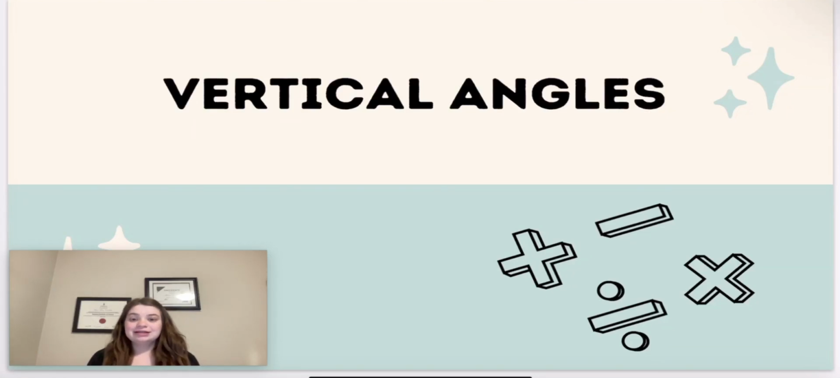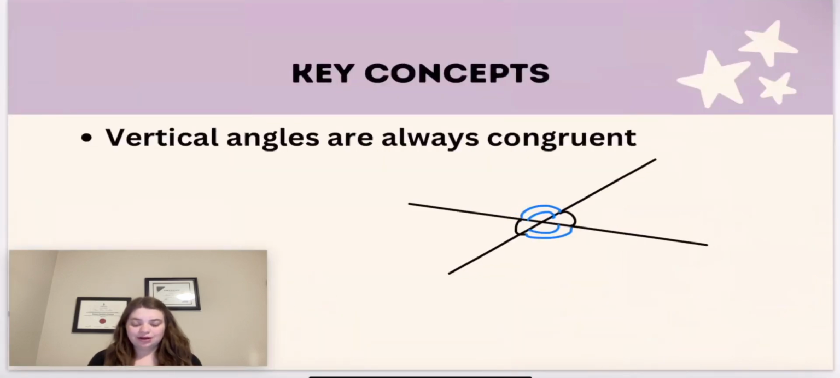Welcome back. Today, we are going to be talking about vertical angles and solving some problems associated with those angles. So, the key concept here is that vertical angles are always congruent. These two blue angles here are vertical angles, and so they are congruent, meaning they're the same angle measure.